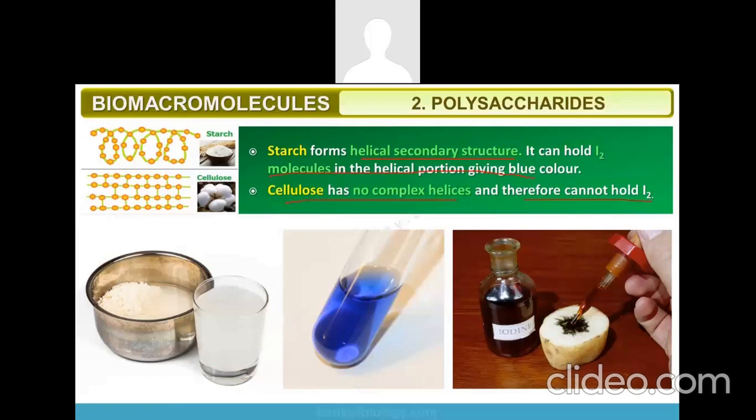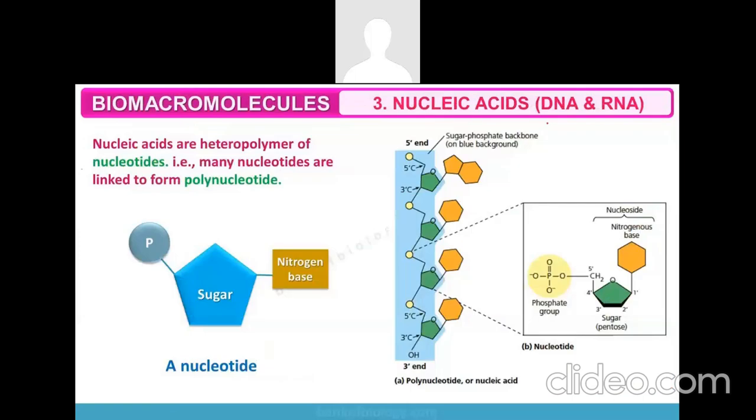Starch forms a helical secondary structure. So the secondary structure is the one which forms the helix, as we saw in the protein molecules, and it can hold iodine molecules in the helical portion and hence can give a blue color. But cellulose has no complex helices and hence it cannot hold iodine. It is because of this that we do the iodine test only for starch. So they form a helical secondary structure, and because of this they can hold the iodine molecules. Nucleic acids we'll be seeing in the next video.